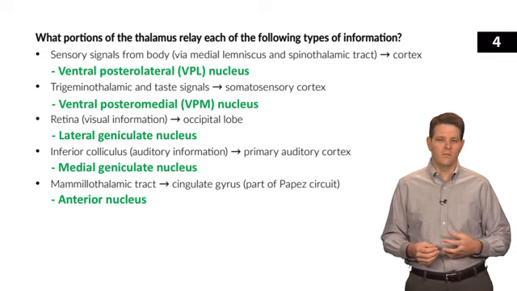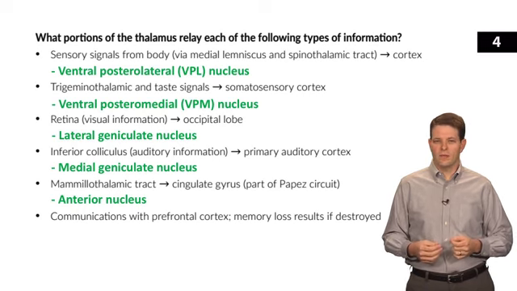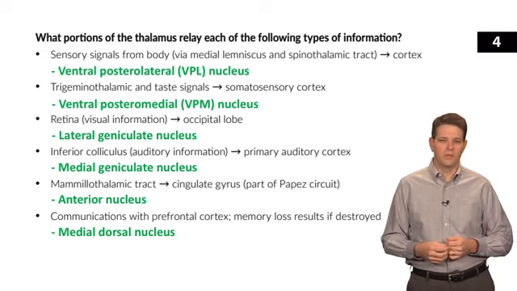The mammillothalamic tract relays information to the cingulate gyrus via the anterior nucleus, which is part of the limbic system, involved in memory and alertness. Communications with the prefrontal cortex, resulting in memory loss if destroyed. This is the medial dorsal nucleus.